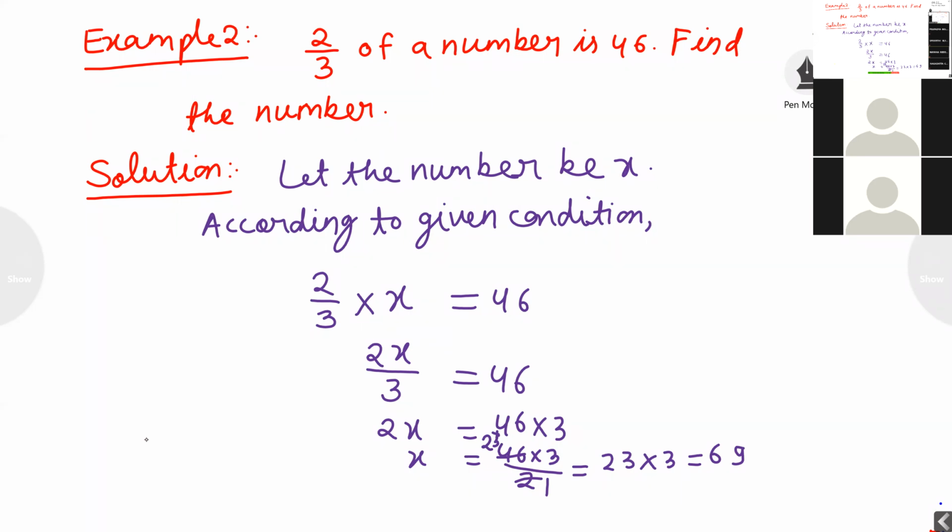Let the number be x. Then the condition he has given is 2/3 of a number. 2/3 of means 2/3 into x is equal to 46. Now 2/3 into x means 2x by 3 is equal to 46. Now 3 is the division. Division quantity becomes multiplication. 2x is equal to 46 into 3. Then x is equal to 46 into 3 divided by 2. Then the answer is what? The value of x is 69.